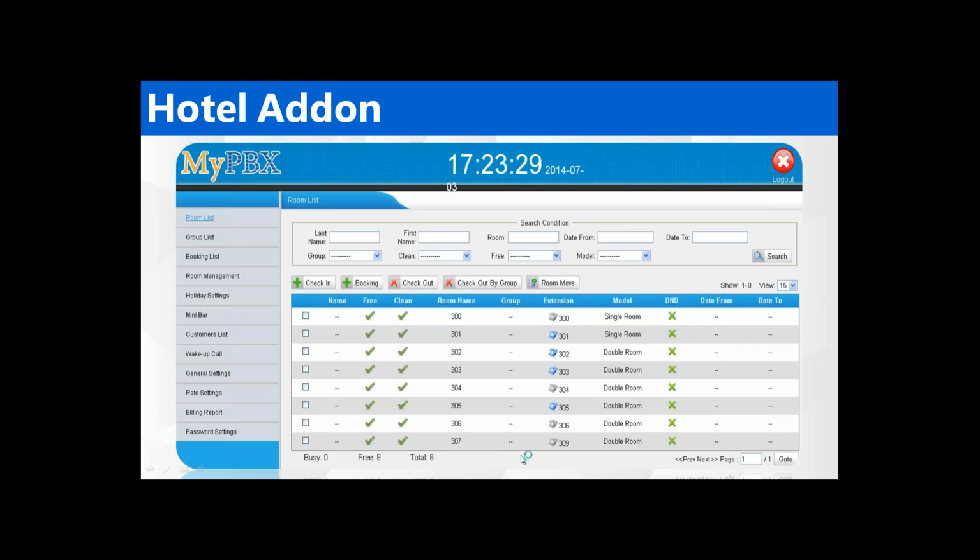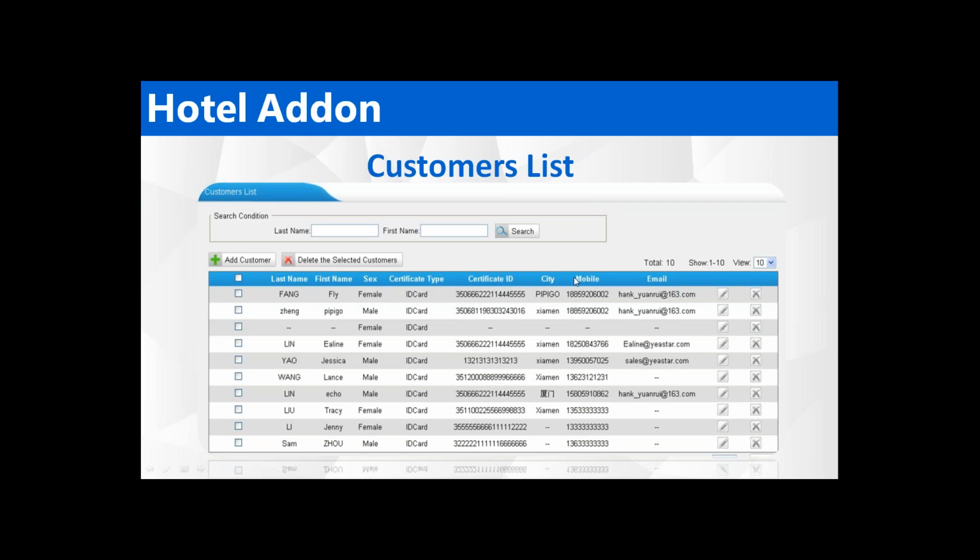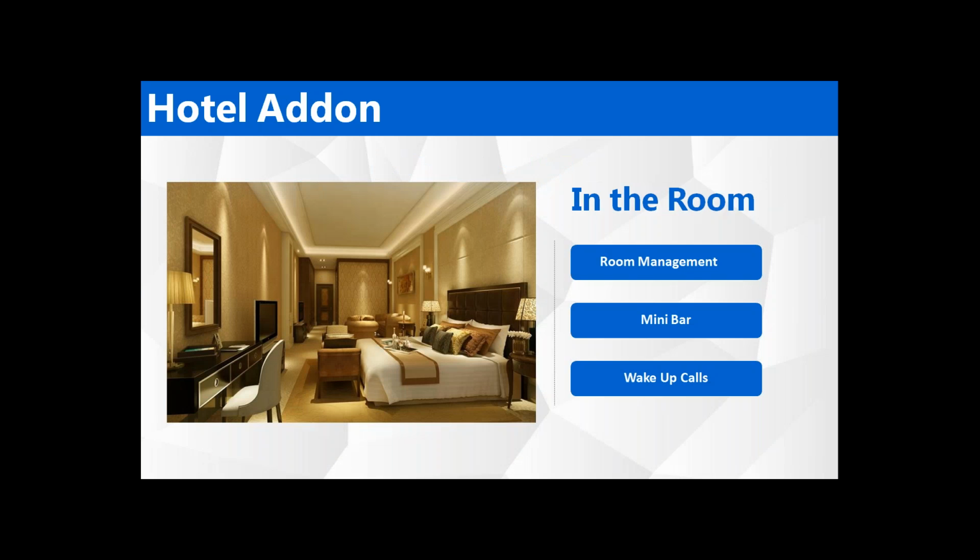All the booking information is here. All the available rooms are here, so you can simply choose a room to book it, or to check in or check out. It's very easy to control. Here we have a customer list. All the customers in the rooms will be shown in this list, including the name, the gender, their certification, and other personal information, so it will be easier for the manager to find each of their customers.